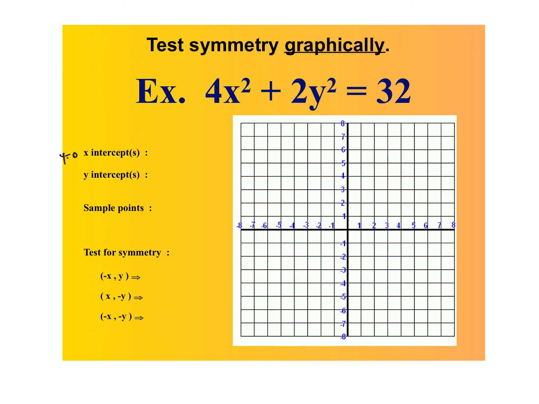So up at the top, I'm going to plug in 0 for y. I get 4x squared is equal to 32, which gives us x squared is equal to 8. Which means when I take the square root, I'm going to get plus or minus the square root of 8. If you want to simplify that, you get plus or minus 2 square roots of 2. So we have two x-intercepts.